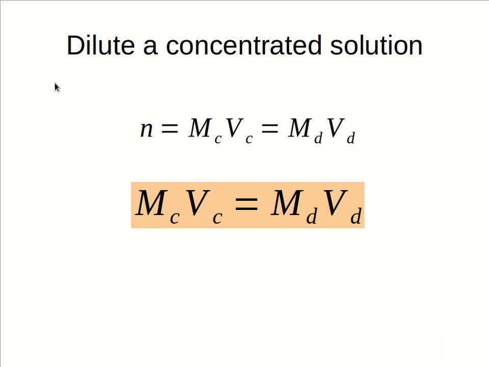So let's put it all together. Here's my equation. The number of moles doesn't change, so the moles of the concentrated times volume concentrated equals moles diluted times volume diluted. So really I can cut the moles totally out of the calculation and just take this part, and put it into this box. That is the formula I'm going to work with. I don't need to calculate the moles. I can work directly with this molarity, this volume, this molarity, and that volume.